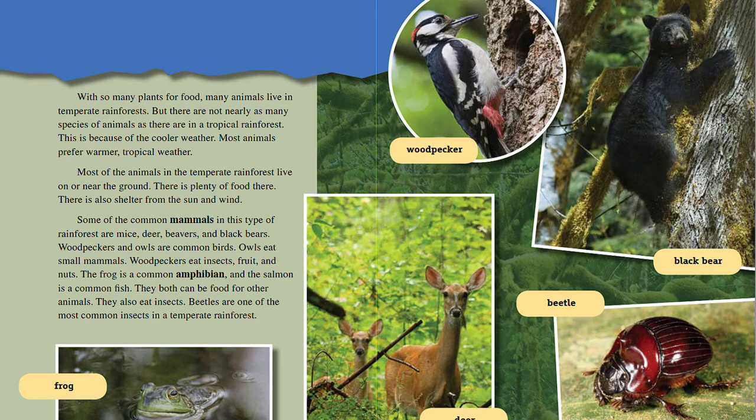Some of the common mammals in this type of rainforest are mice, deer, beavers, and black bears. Woodpeckers and owls are common birds. Owls eat small mammals. Woodpeckers eat insects, fruit, and nuts. The frog is a common amphibian, and the salmon is a common fish. They both can be food for other animals. They also eat insects. Beetles are one of the most common insects in a temperate rainforest. Frog. Woodpecker. Black bear. Beetle. Deer.